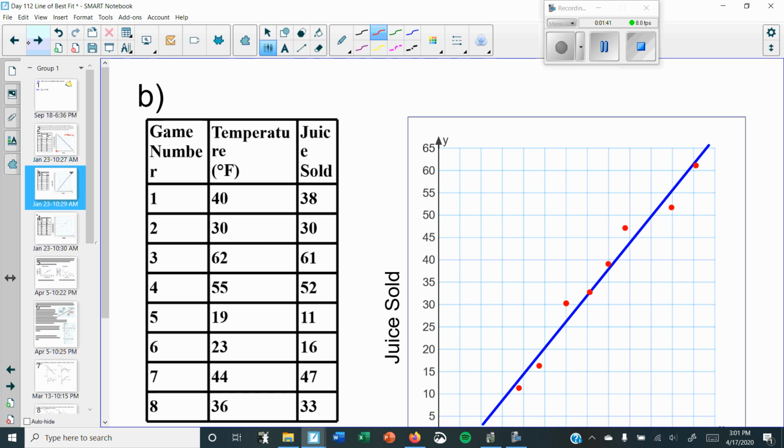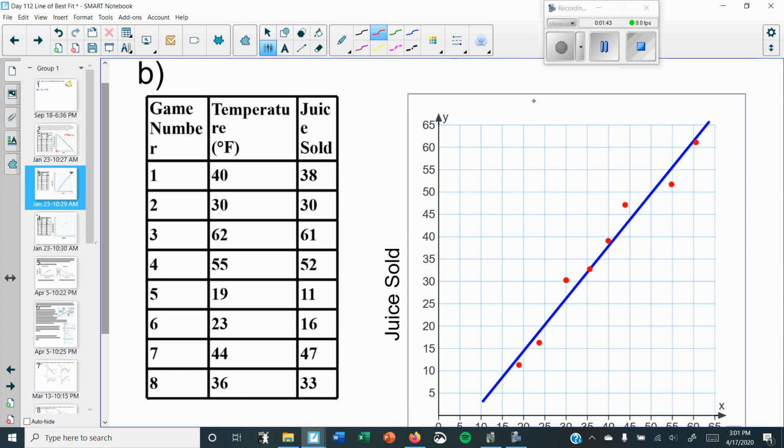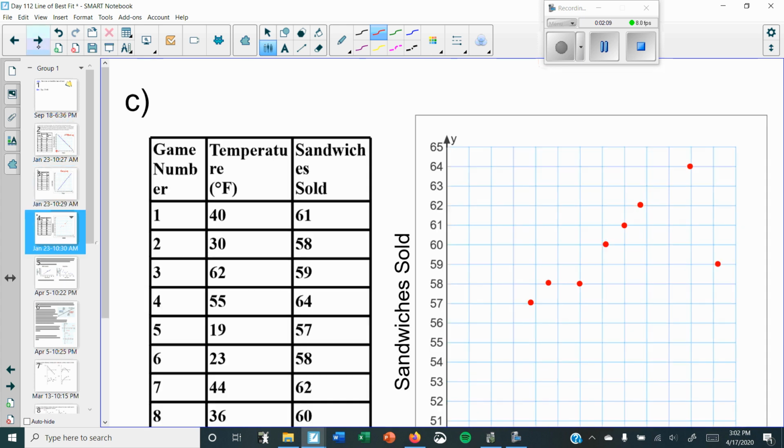The next one, that should be a positive correlation. Now, again, if your graph looks different, that depends on what you used as a scale. If you went by tens, it would look a lot different. So all we're looking for is, did your graph show a positive trend? So it should have been going up like that. And doesn't that make sense? Usually the hotter it gets, the more liquids that are being drunk because usually you're dehydrated. So again, the hotter it is, the more juice is being sold. So that's a positive relationship.